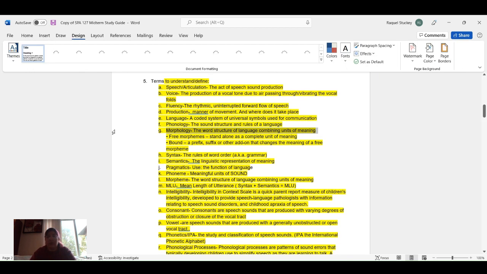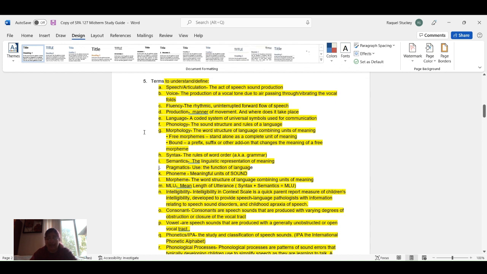Pillars of language include phonology, morphology, syntax, semantics, and pragmatics. Sound structure and rules of a language: phonology.